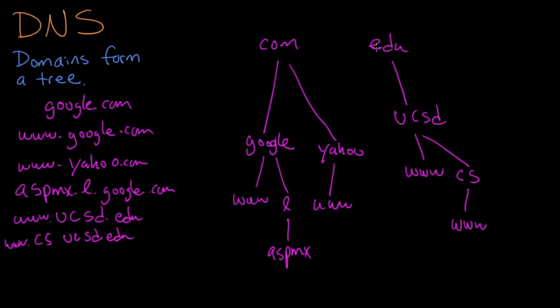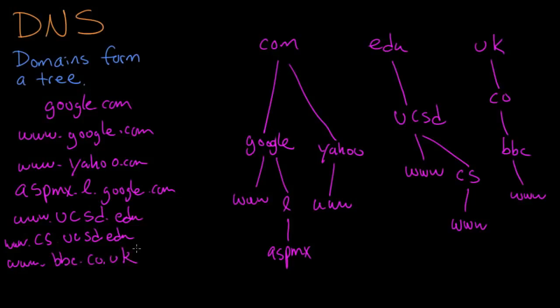And there's other ones, like the UK has got their own domain, and then there's co below that, BBC, www. So this is of course www.bbc.co.uk. There's many more that we can put in here. For example, UCSD, I think they've got a mail server, so we could put in mail. Yahoo, I think, also has one right there. And maybe the computer science department at UCSD, maybe they've also got a mail server.